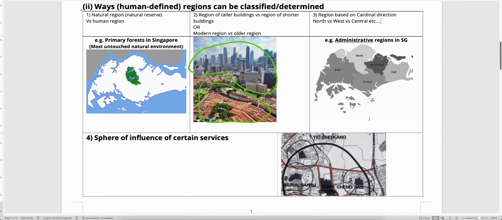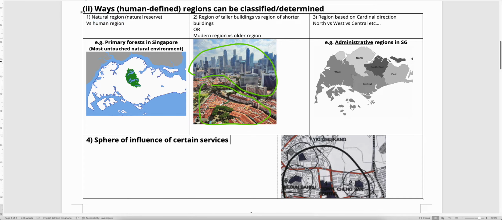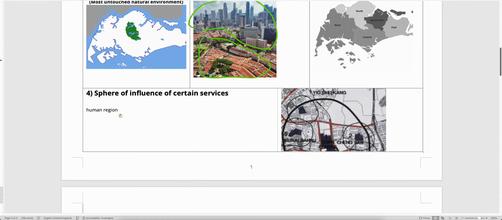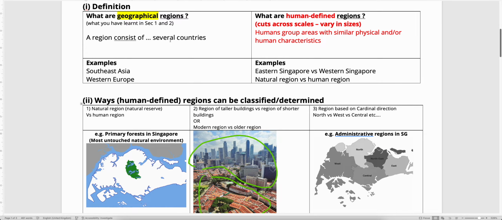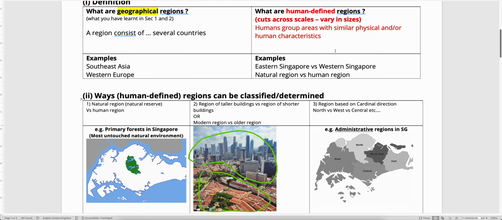Sometimes they may group regions based on services, the sphere of influence. Remember, a town center has a larger sphere of influence. So they may go by town region versus neighborhood region. So when we look at region in this context, human-defined region, we have to abandon what we learned from Sec 1. Not really abandon, we just park it aside. That region consisted of several countries, but this is a lot more fluid, because as long as humans group things together that are similar, it is considered a region.